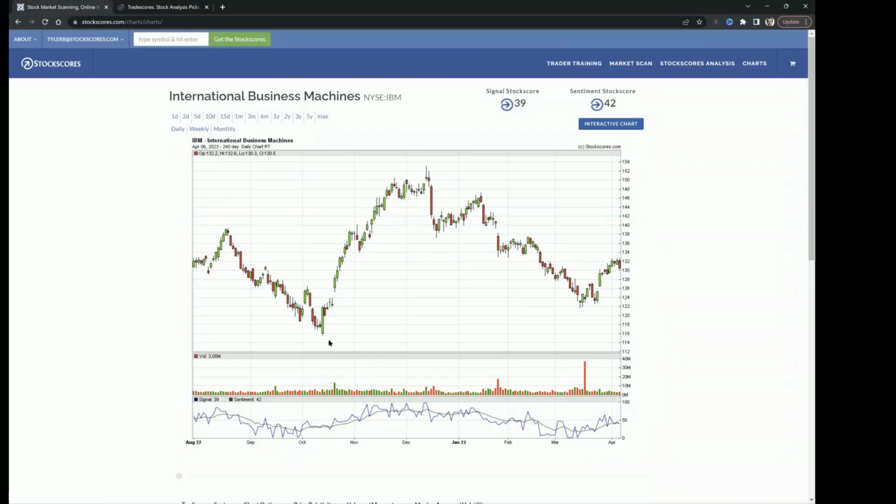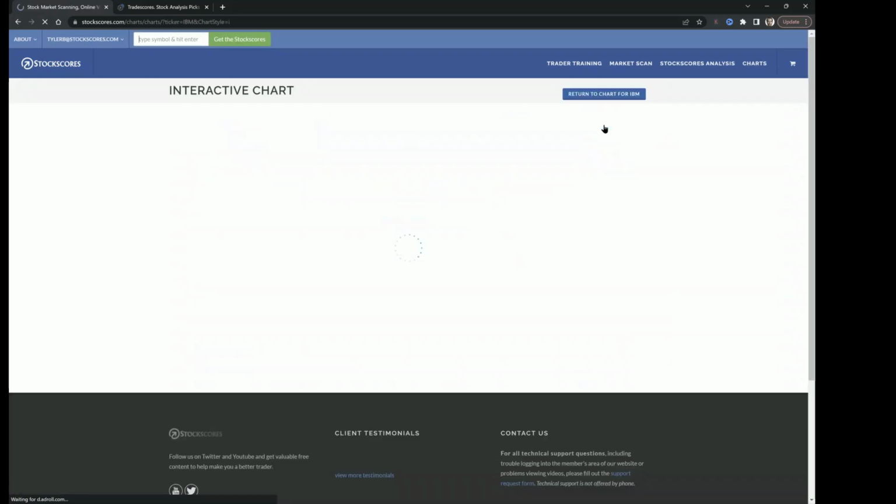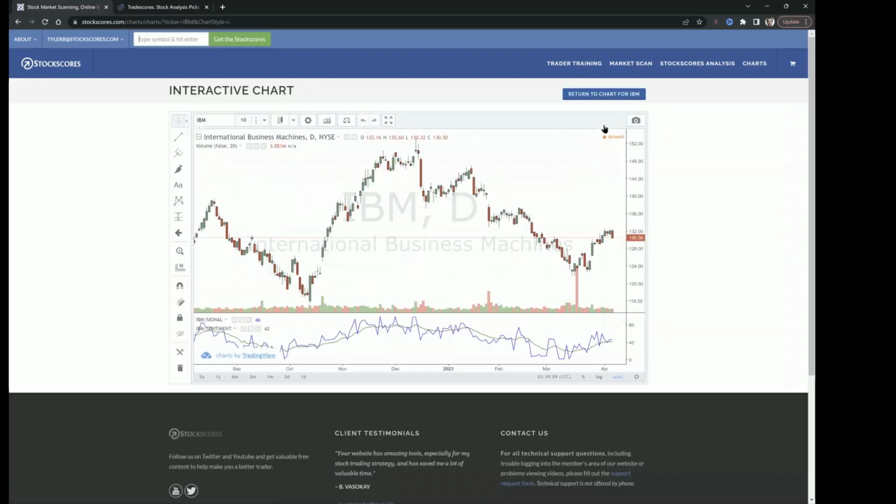Some people like to draw on charts. Some people like to put more indicators on charts. So for that, we have interactive charts. I can click on this, and it brings up charts provided by TradingView. You can see our indicators are on there, which you don't get normally from TradingView. But now I can draw lines.